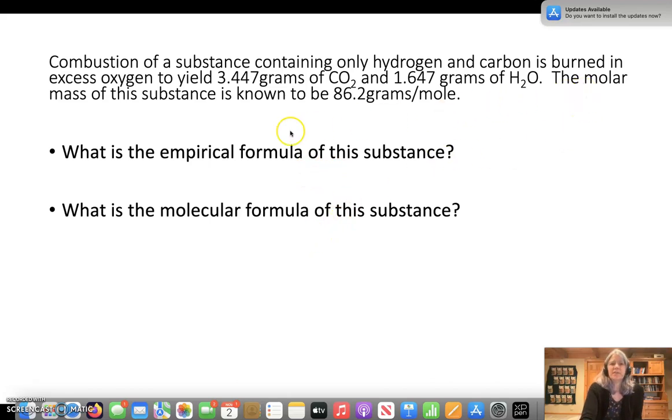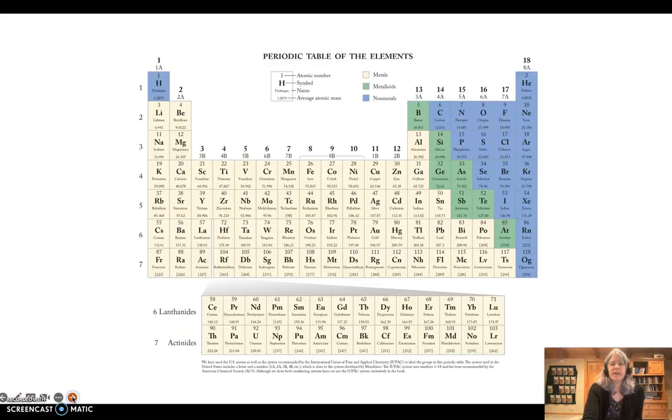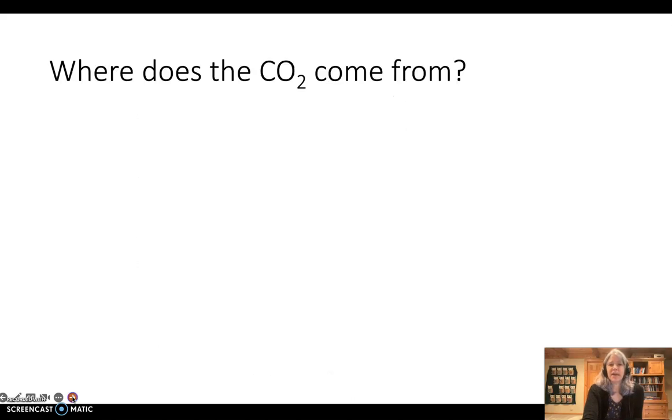We're also given some other information that this substance is known to have a molar mass of 86.2 grams per mole. And we can find that out from ways that are different from combustion analysis, like mass spectroscopy. That's an important way that we have for finding out the molecular mass of organic compounds. So to do this problem, of course, we need the periodic table because we're going to be looking at mass and mole conversions to figure out what the composition of our compound is. So we'll just have that there to come back to.